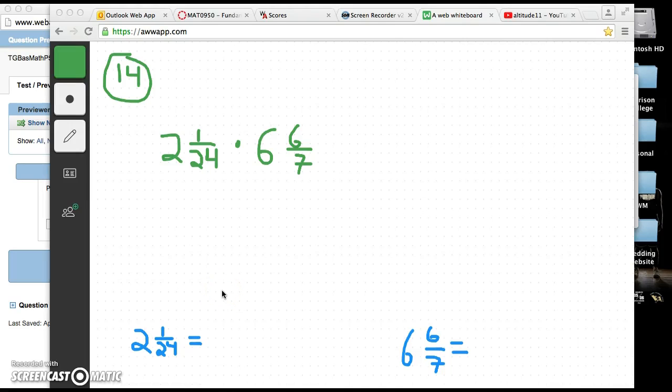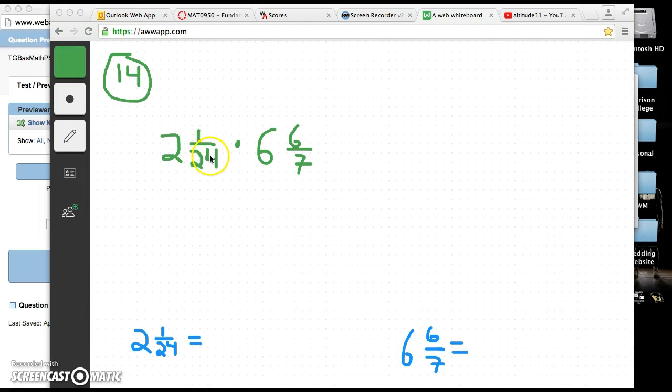Alrighty guys, so this is the week 4 homework problem number 14. So in this problem here we have a couple of mixed numbers or mixed fractions that we need to multiply together. Alright, so when dealing with fractions guys, one thing that you need to remember is that we very rarely are ever going to want to have mixed numbers.